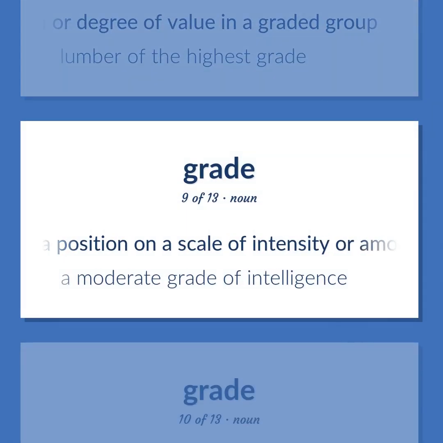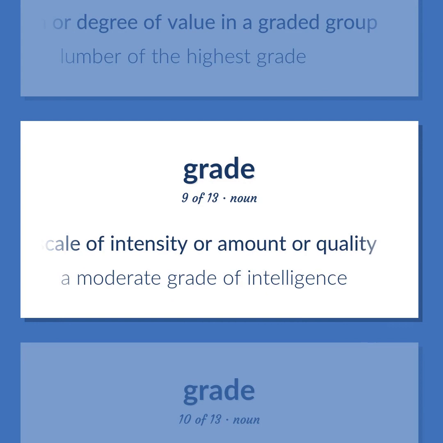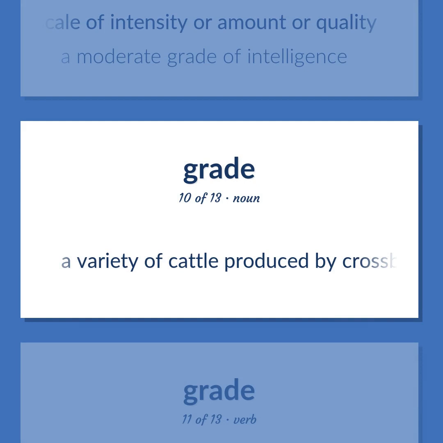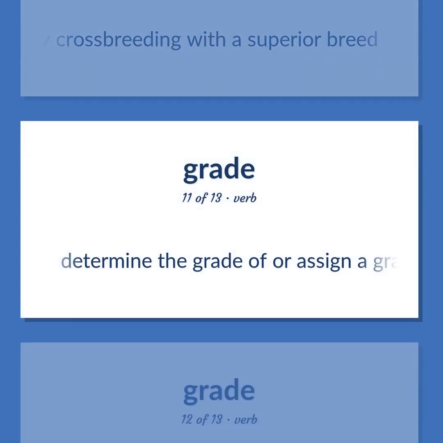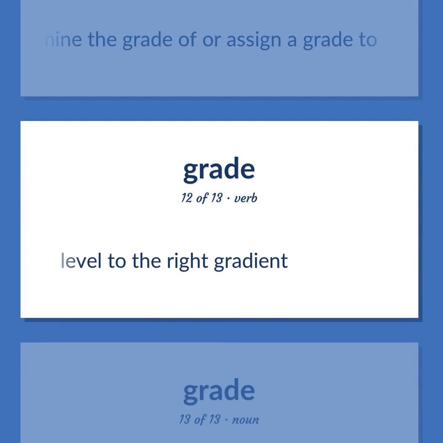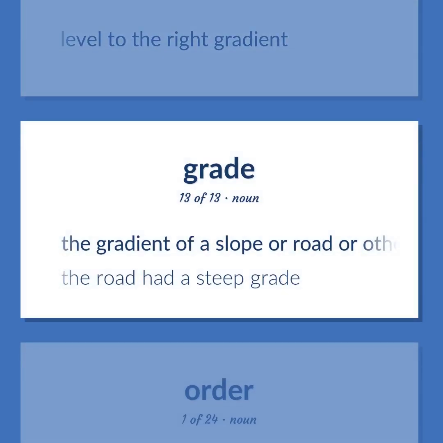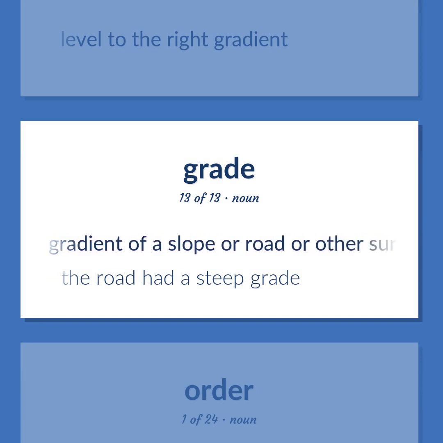A position on a scale of intensity or amount or quality. A moderate grade of intelligence. A variety of cattle produced by crossbreeding with a superior breed. Determine the grade of or assign a grade to. Level to the right gradient. The gradient of a slope or road or other surface. The road had a steep grade.